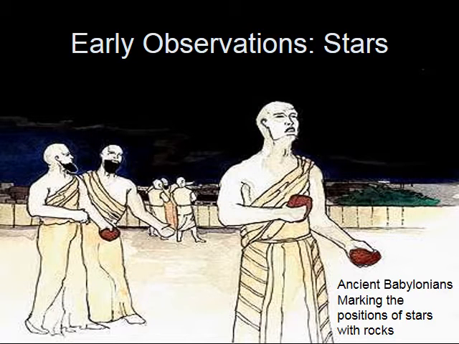This is a painting of ancient Babylonians marking positions of stars with rocks. So obviously this kind of meant something to them, and they would look at how the stars move across the sky. And I want you to look at this video that's about to play here and get a sense of how the stars move across the sky.